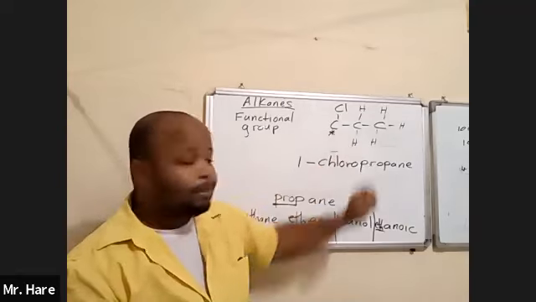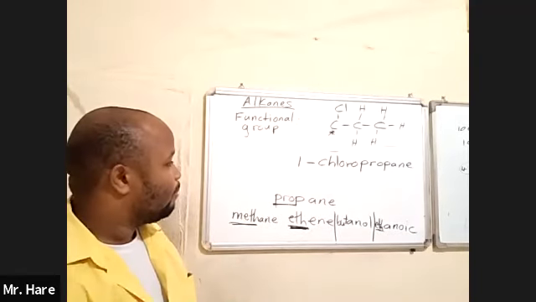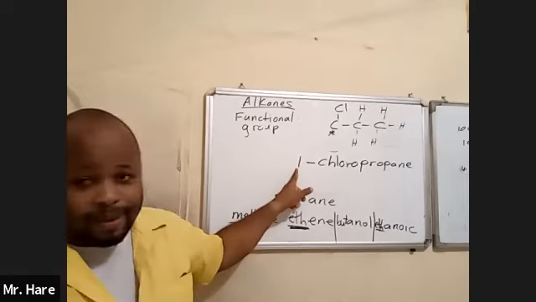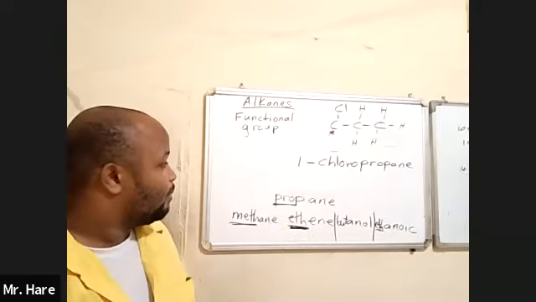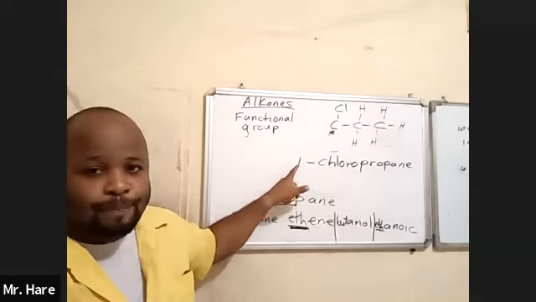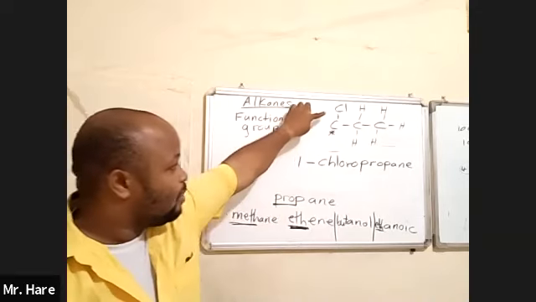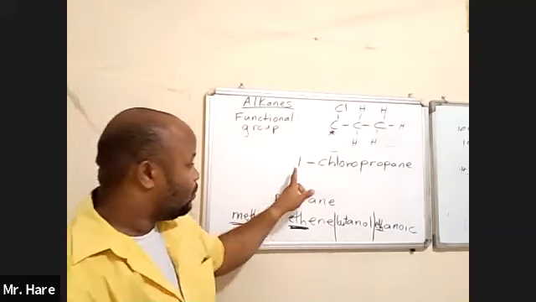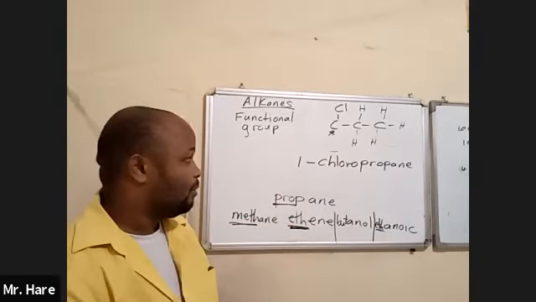Sir, question, instead of having the 1 there, could we just have monochloropropane? No, put the number. Mono is 1 chlorine atom. In the name, this number is for the position. You have to tell the position of the chlorine. So that is why we have the 1 here.